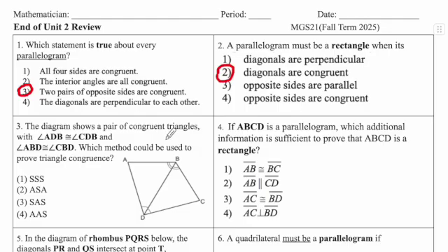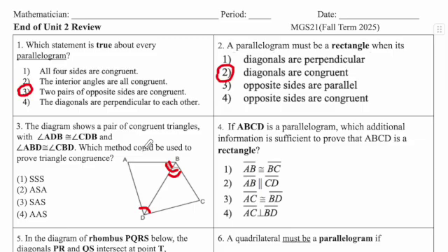Okay. Number 3, the diagram shows a pair of congruent triangles with angle ADB congruent to angle CDB. So ADB is right here and CDB right here. Okay, and ABD is congruent to CBD right here and right here. Okay, so I just want to point out I'm given angles here.